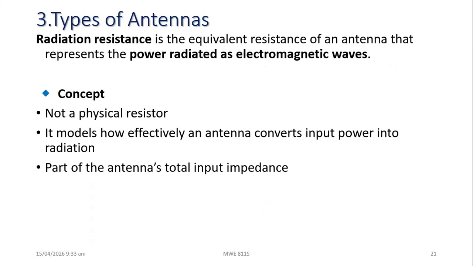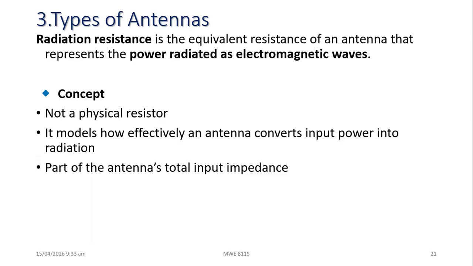Before we go to the next type of antenna, I want us to talk about radiation resistance in relationship to a dipole antenna. Radiation resistance is the equivalent resistance of an antenna that represents the power radiated as electromagnetic waves. The concept behind radiation resistance is that it's really not a physical resistor, but it models how effectively an antenna converts input power into radiation, right? So that equivalent resistance of an antenna represents the power radiated.